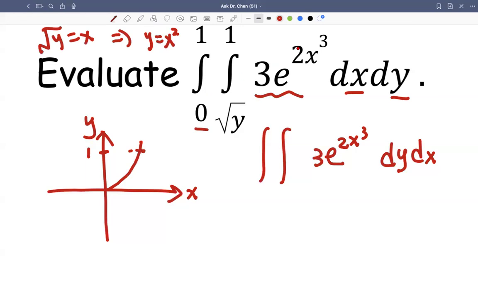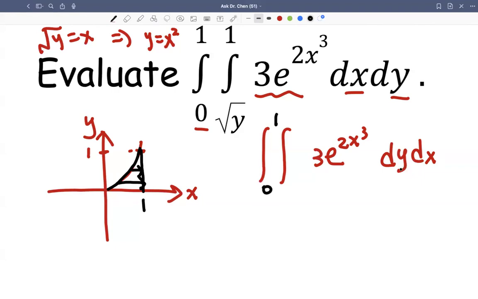The region we're integrating is this. So this is the 1. This is the square root of y. So x direction goes this way. So now we want to reset this. So x direction first, well, that still goes from 0 to 1.